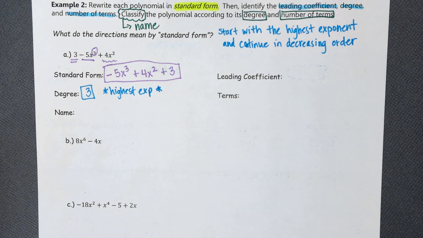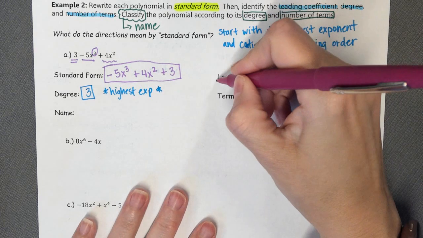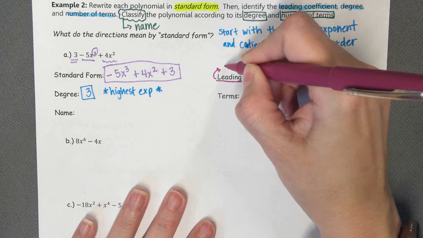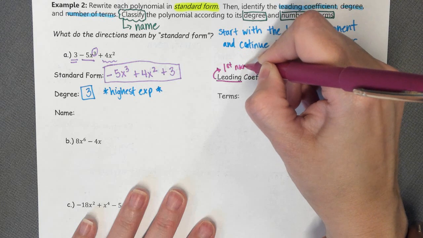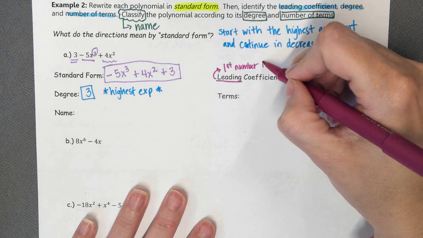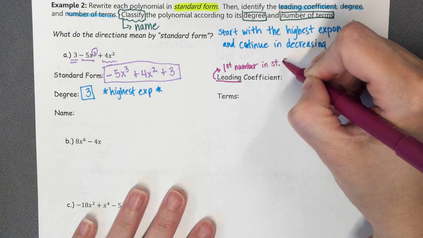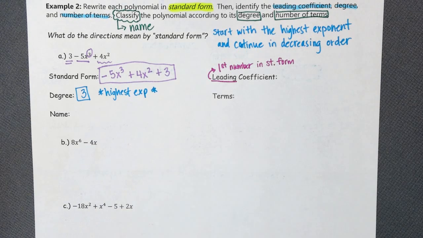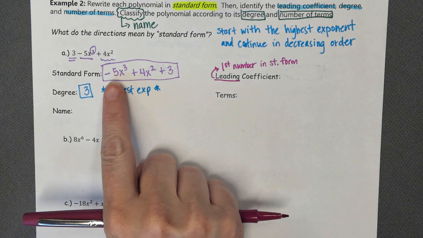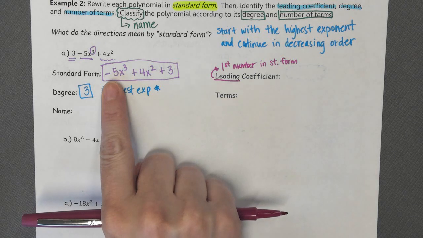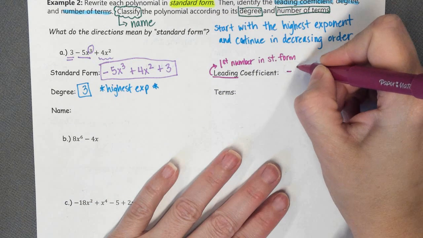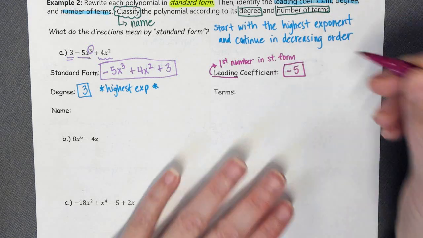Okay, the leading coefficient is the first number in standard form. Okay, so the leading coefficient is the first number when you put this in standard form. And we can abbreviate this, the standard ST. So when you put it in standard form, okay, remember coefficients, the number in front of the variable. So this is standard form. The first number that we have, negative 5. Okay, so that's our leading coefficient.